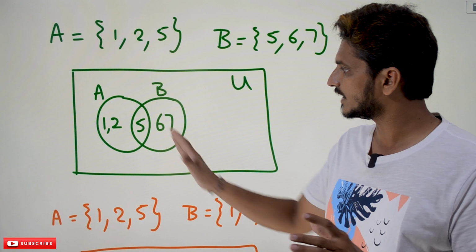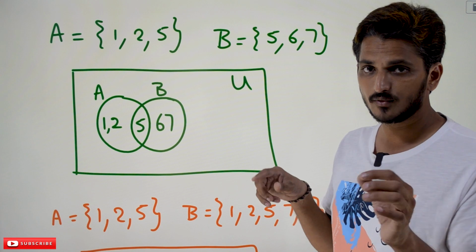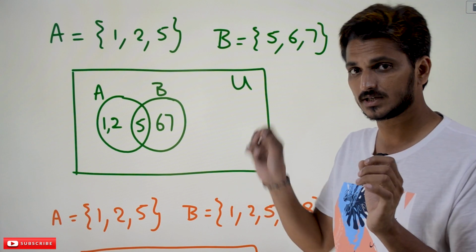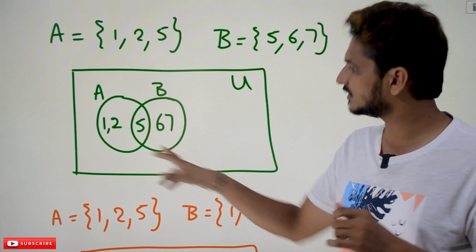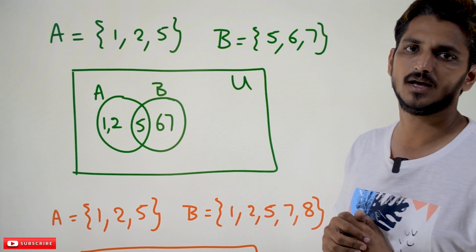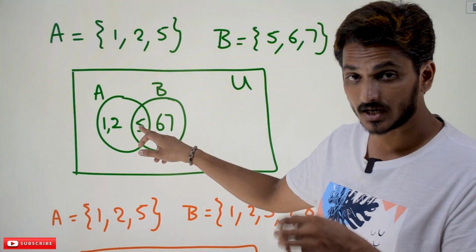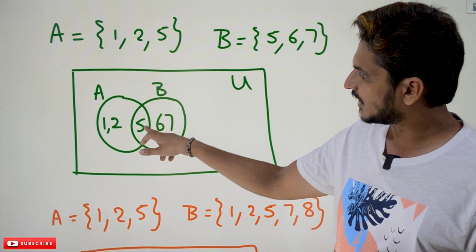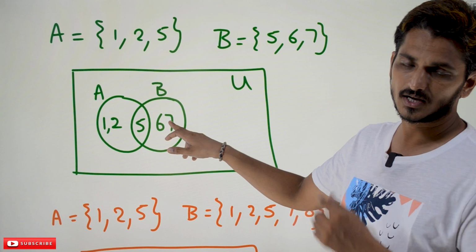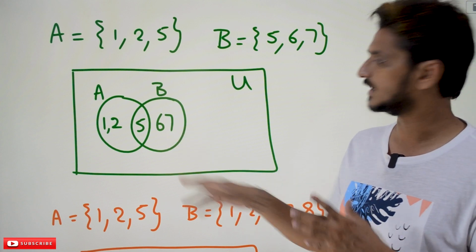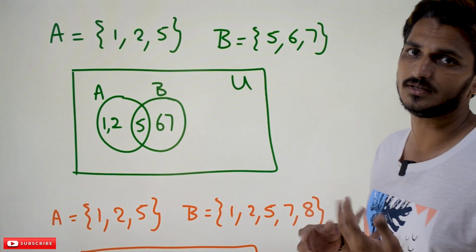You are not supposed to draw A and B as two separate circles. In A you could mention 1, 2, 5, and in B 5, 6, 7, but then you are mentioning 5 two times. That is not possible because our universal set contains that element only one time. So in the common area that belongs to A and B, we mention the common element, 5. The A set contains 1, 2, and the B set separately contains 6, 7. Both of them commonly contain element 5. This is how we mention it if you have two sets.